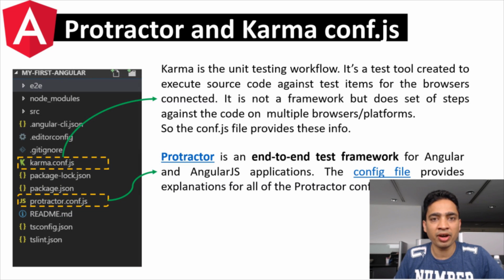Now let's look into some other important files under your Angular folder structure, which are protractor and karma.conf.js, where protractor is an end-to-end test framework, and this configuration file provides explanation on the protractor configuration options that it has. And karma is a unit testing workflow where it executes certain steps against multiple browsers or platforms. It is not a framework like protractor is. The configuration file over here provides info to karma, the unit testing workflow, on what it has to do. These are something that we have to discuss separately in much more detail and cannot be discussed as part of this video, so we will cover these in later videos.